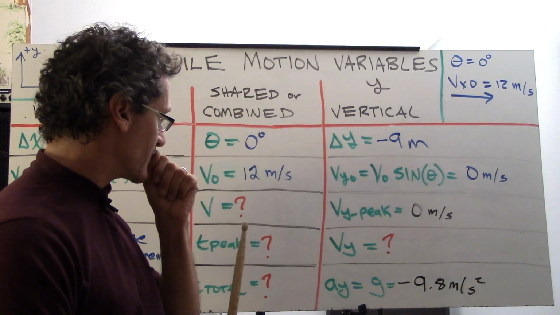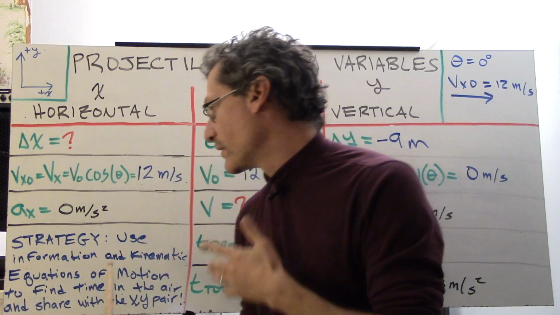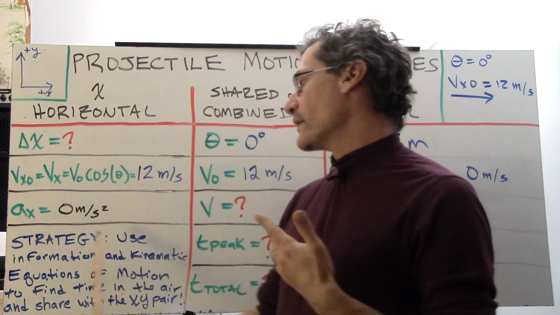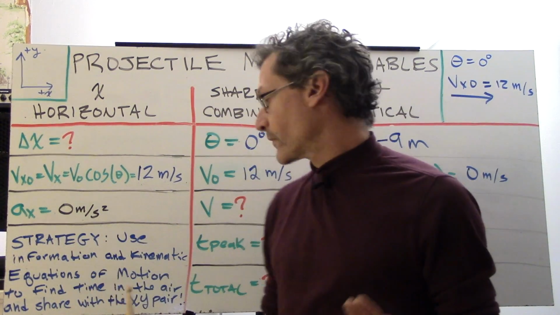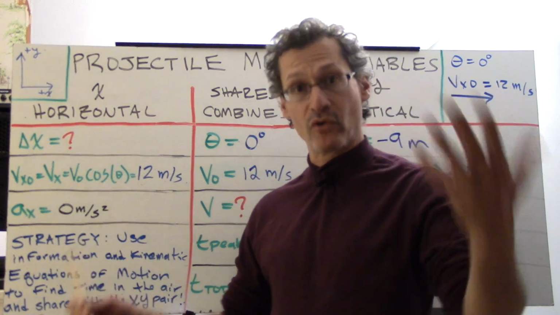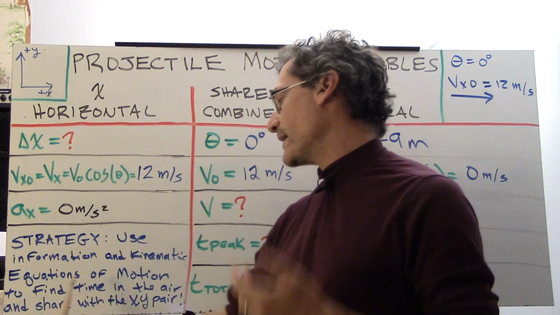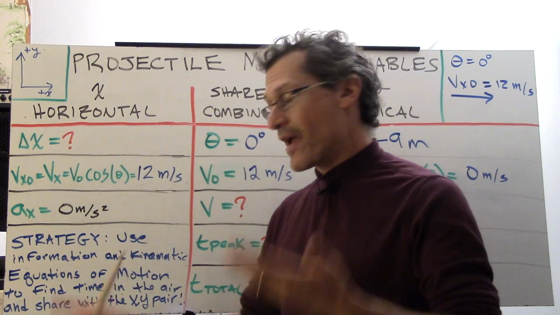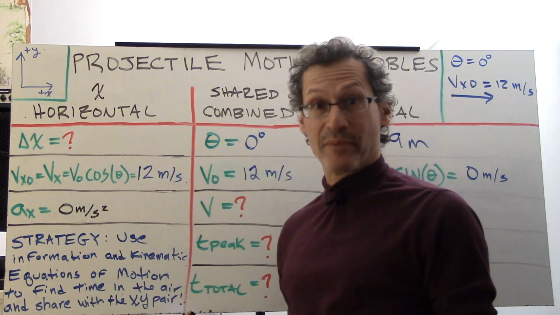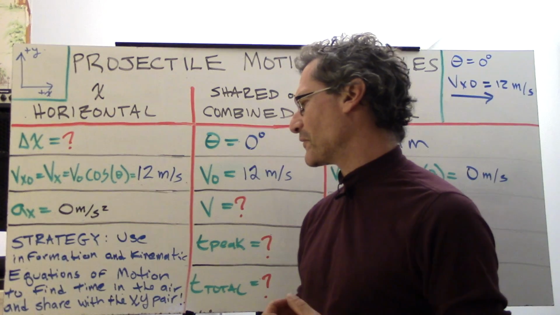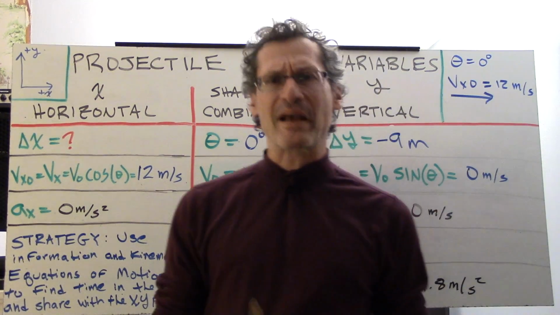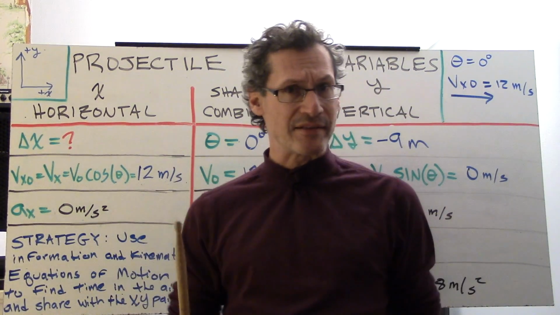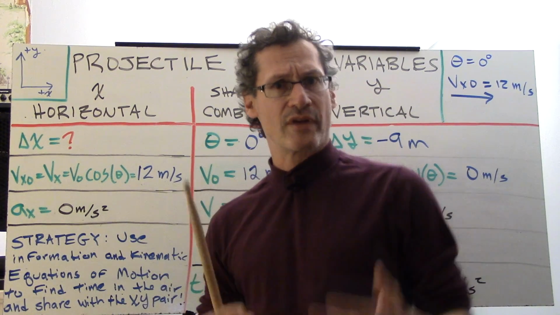We need to get certain information. And the strategy would be to use this information, the data, and kinematic equations of motion, so they're coming back, to find time in the air and share with the xy pair. Whoa, that sounds kind of funky. The strategy is to find the time of the flight, and therefore we can share that with the other side.